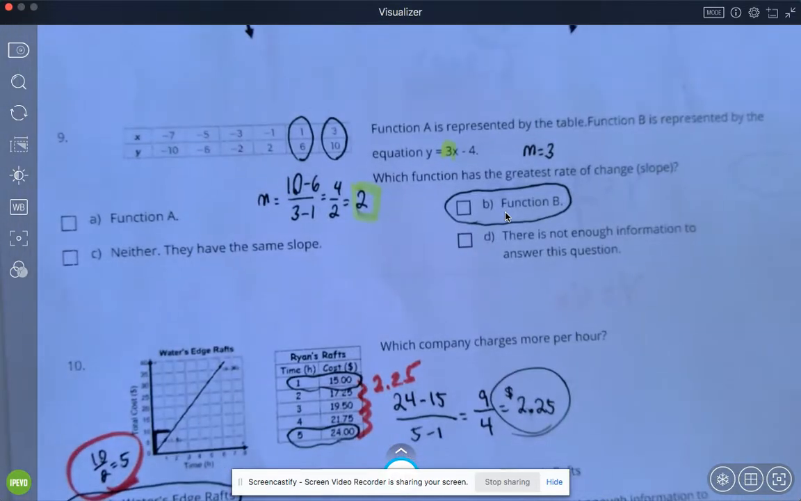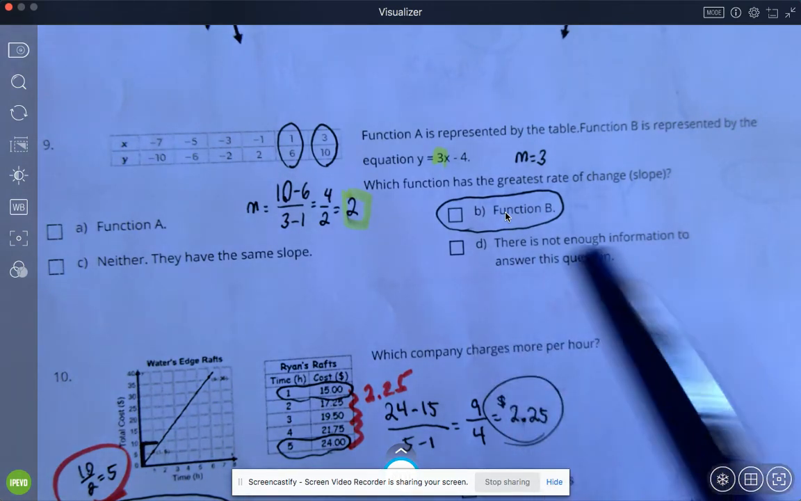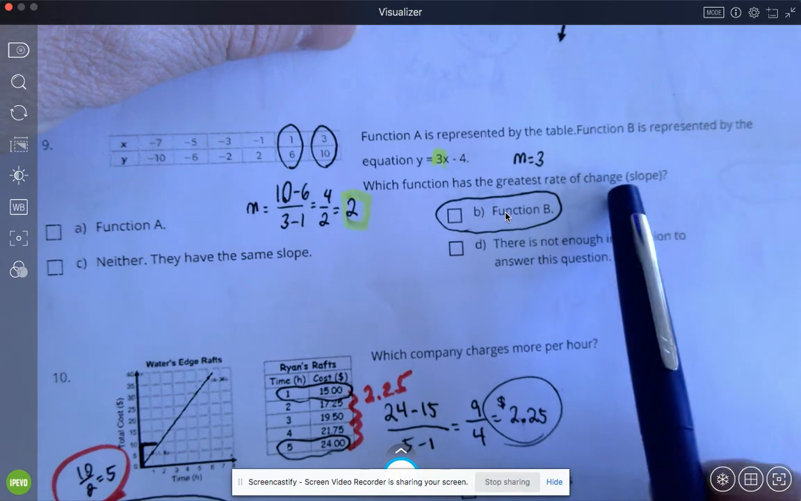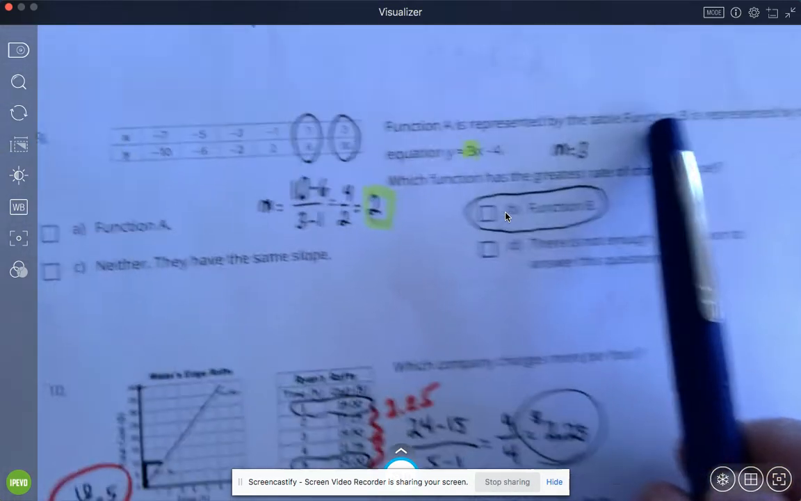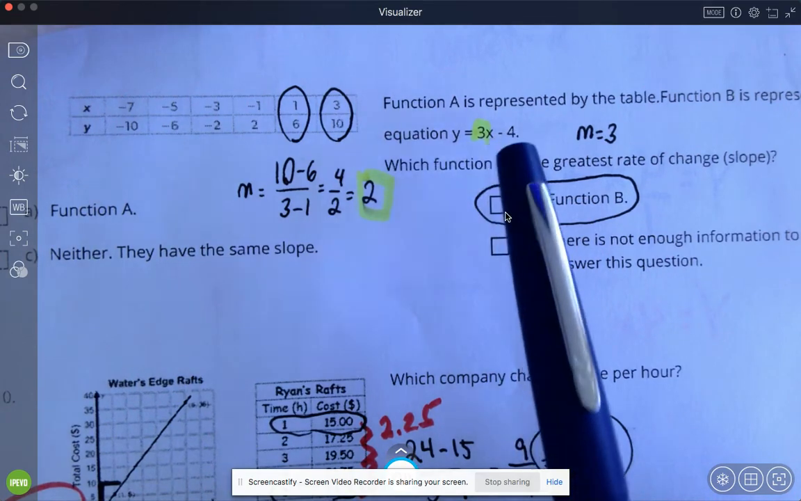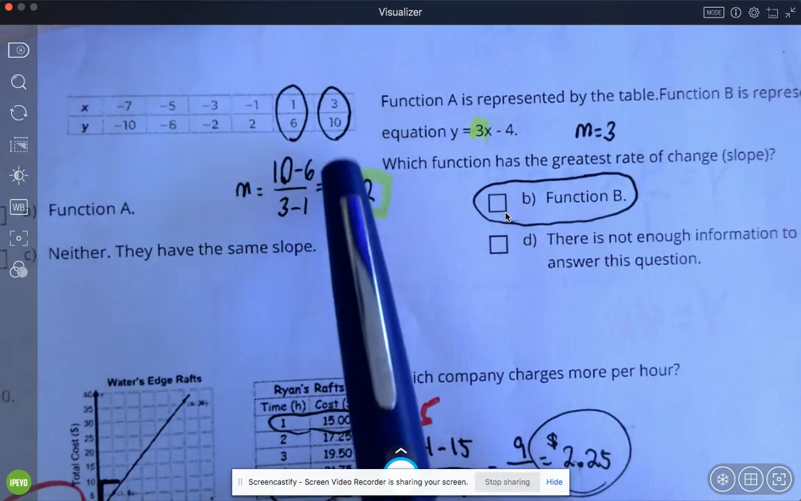Then we had comparing functions. Whenever you're comparing functions, I forgot the numbers on the test, but when they're looking for rate of change, they want the slope. Function B, if I zoom in here, is the equation, so the slope is 3. Function A is the table. Use the slope formula. I just chose these 2 points.